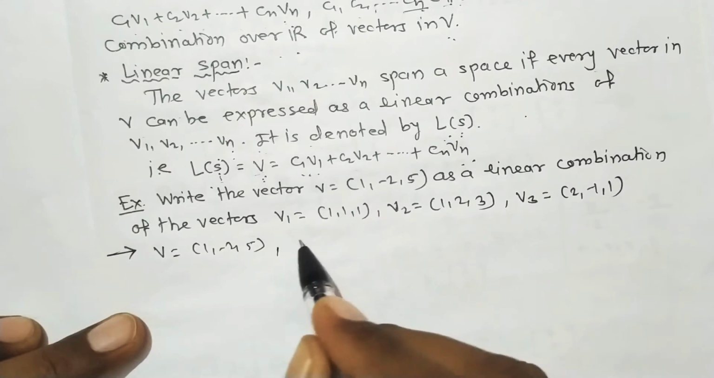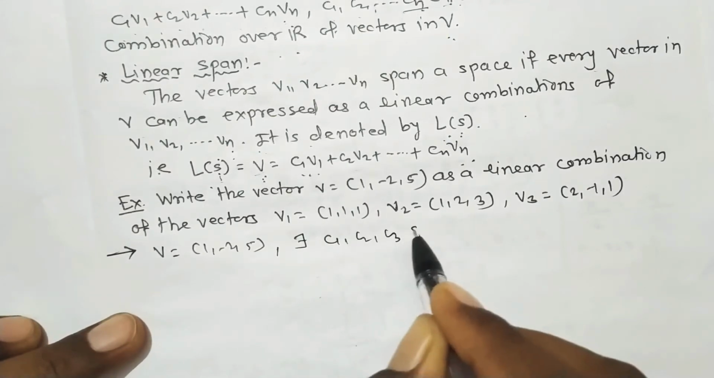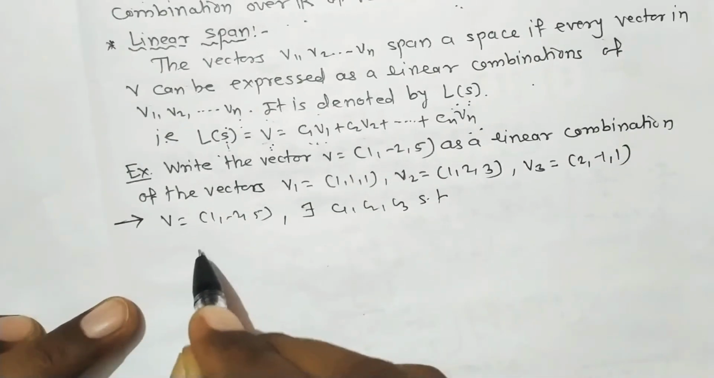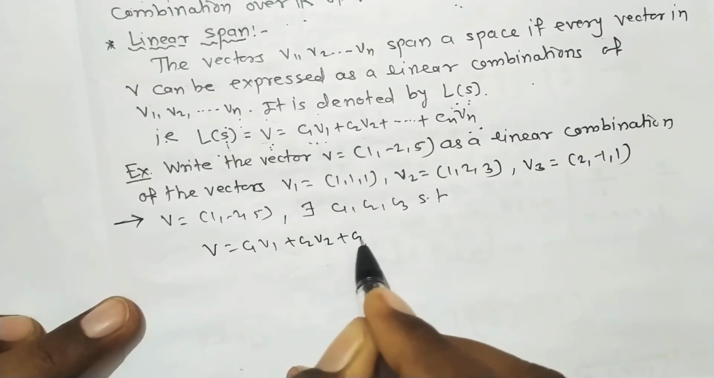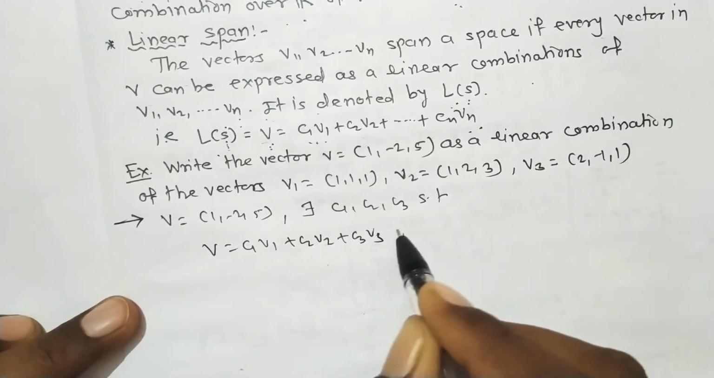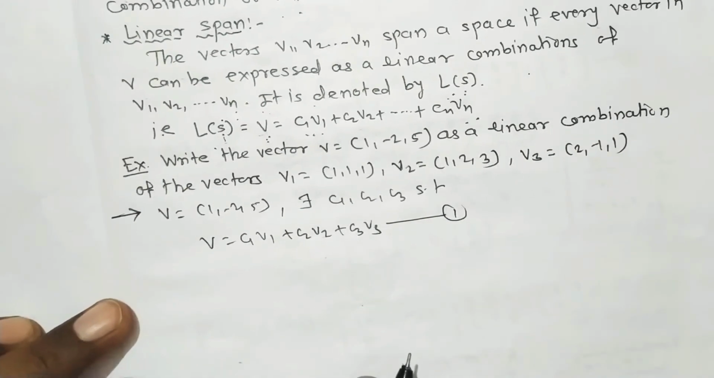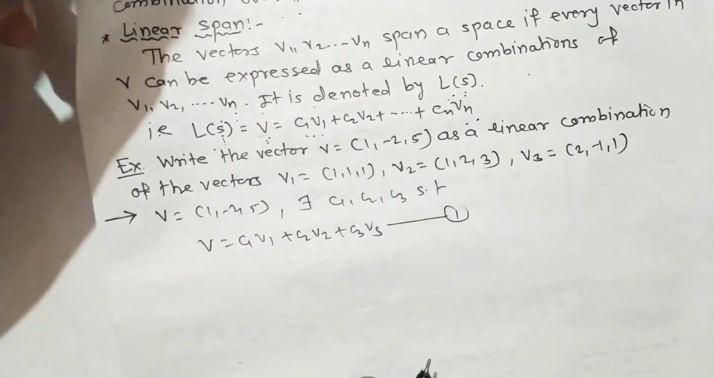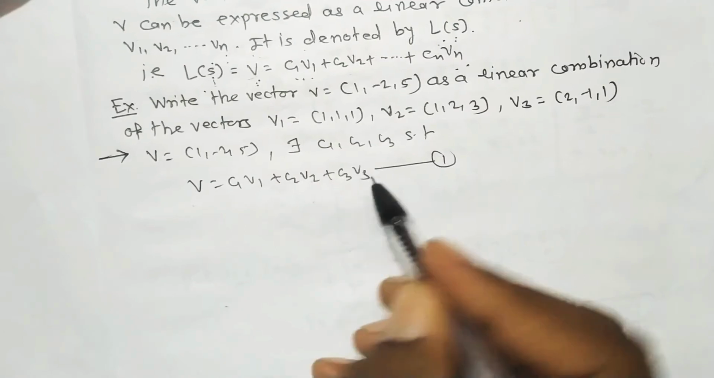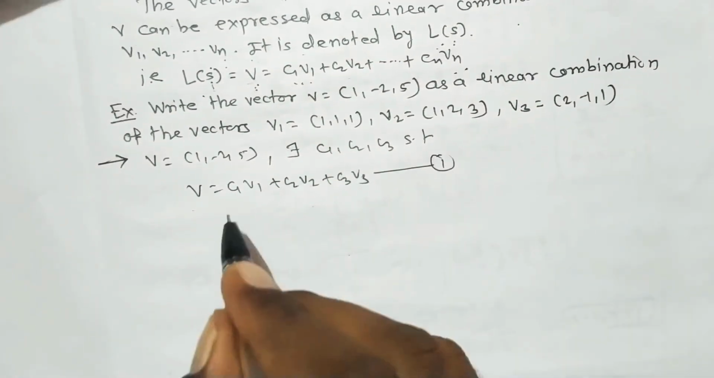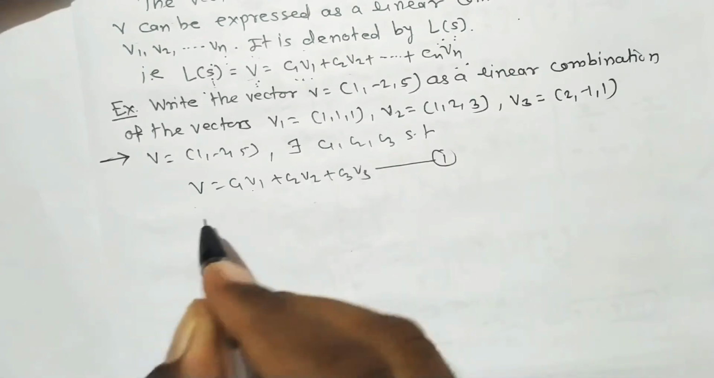So given these three vectors, there exist three scalars C1, C2, C3 such that V is equal to C1 V1 plus C2 V2 plus C3 V3. This is the linear combination of vector V in terms of V1, V2, V3. Now we have to find only C1, C2, C3, and after getting C1, C2, C3, we can say that V is a linear combination of V1, V2, V3. So how do we find C1, C2, C3? Here put the vectors V, V1, V2, V3 in equation 1.